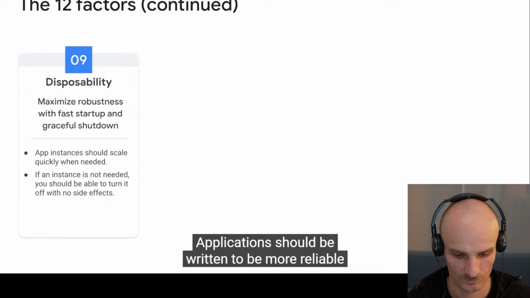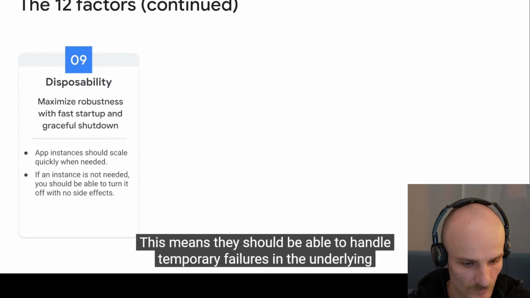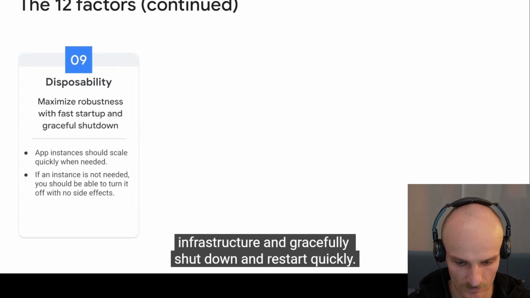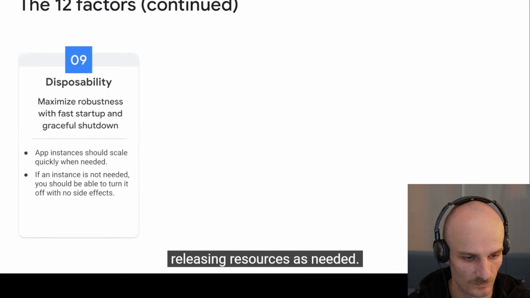Applications should be written to be more reliable than the underlying infrastructure they run on. This means they should be able to handle temporary failures in the underlying infrastructure and gracefully shut down and restart quickly. Applications should also be able to scale up and down quickly, acquiring and releasing resources as needed.